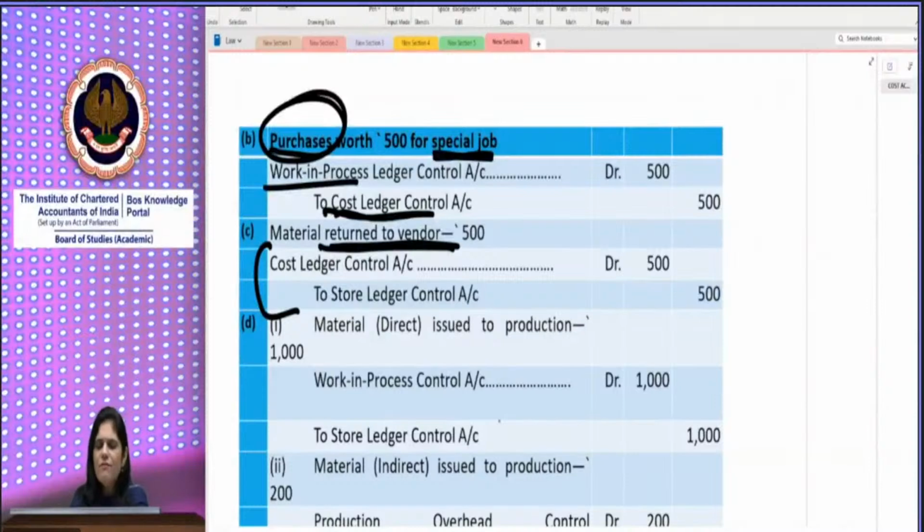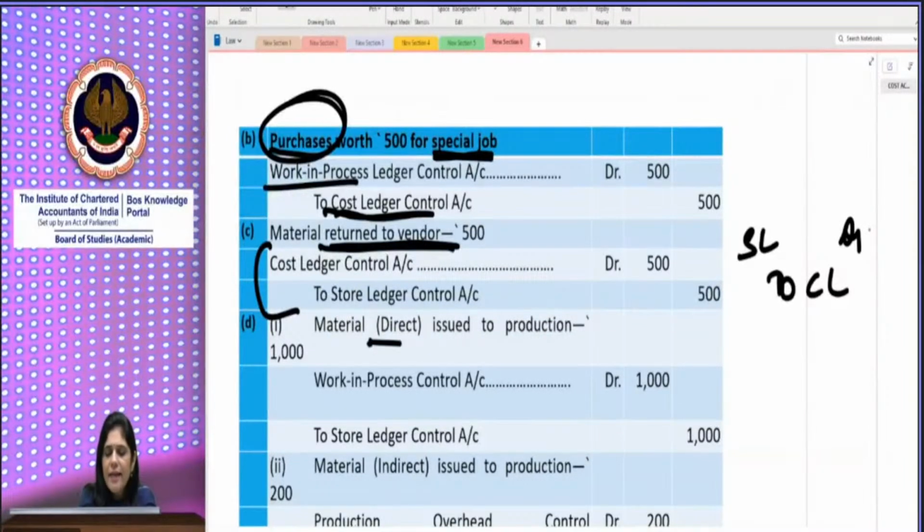All right. So when we purchase the material, the entry is SL control account debit to CL control account, stores ledger to cost ledger. When we return, it's CL to SL, just reverse the entry. We are returning back to the supplier, to the creditor.